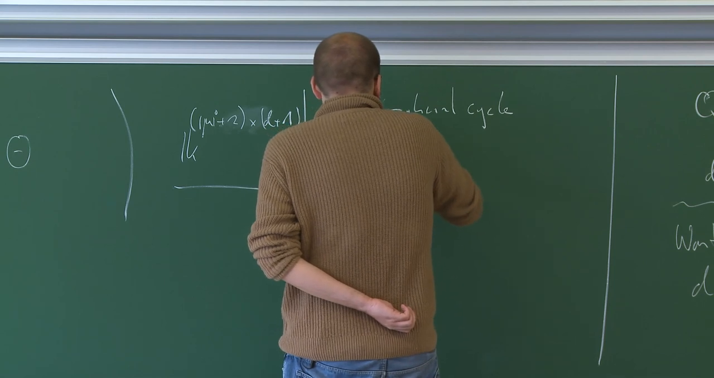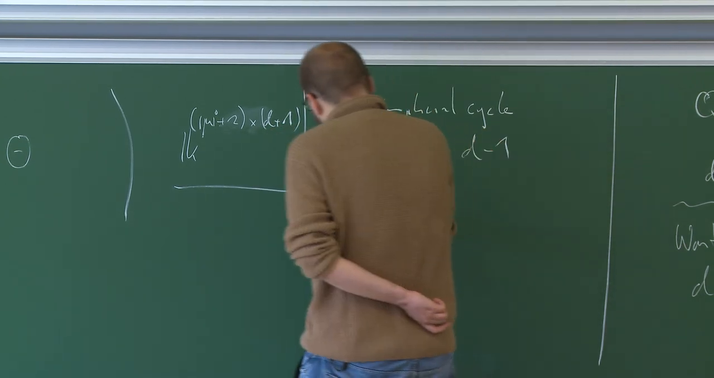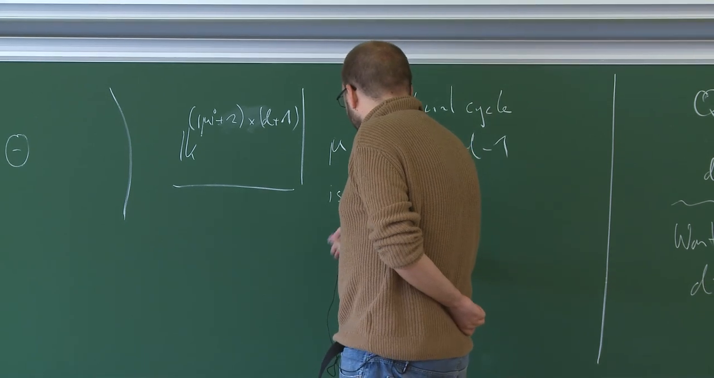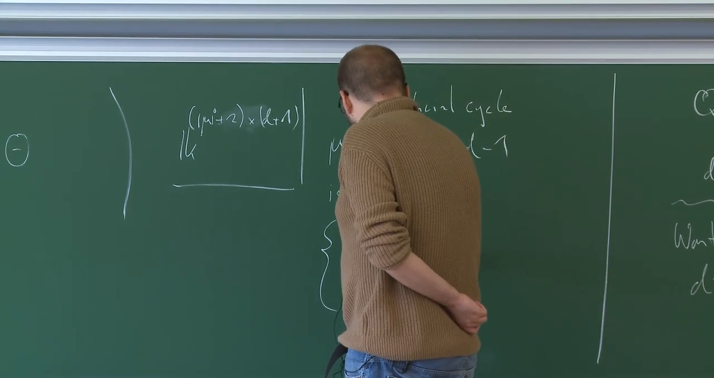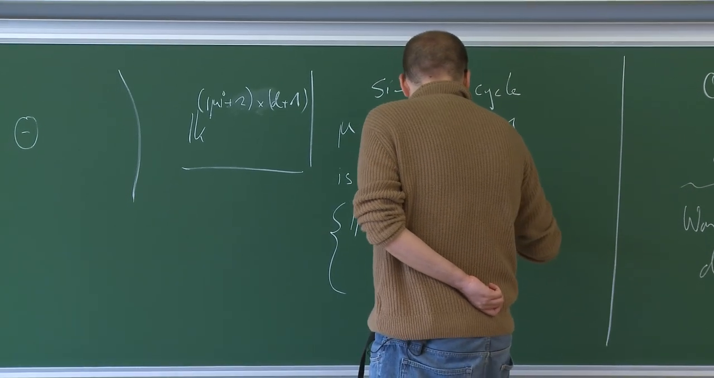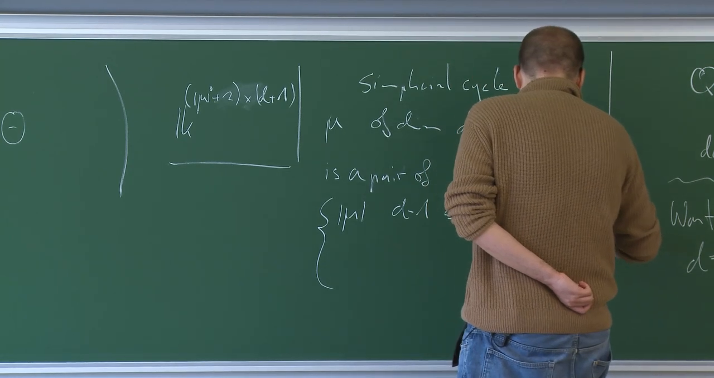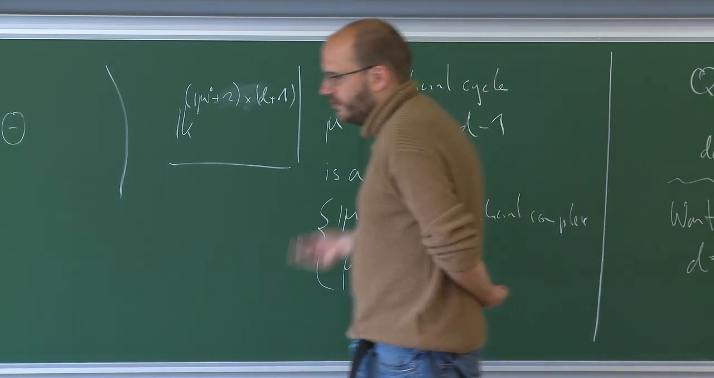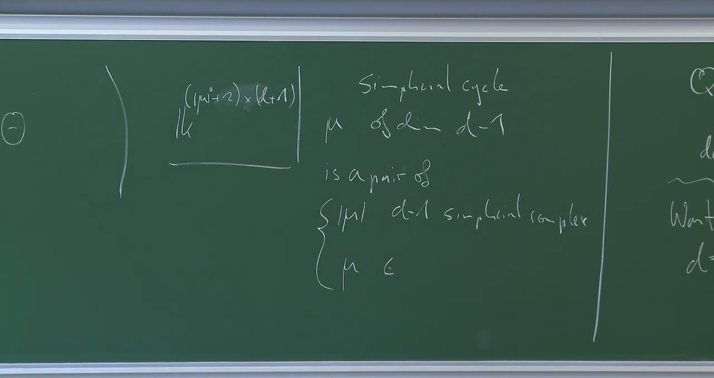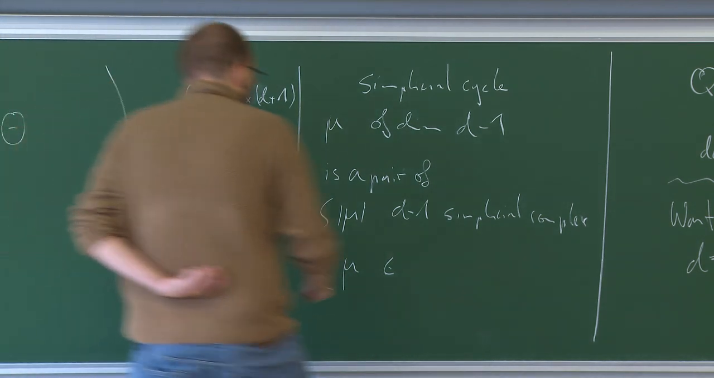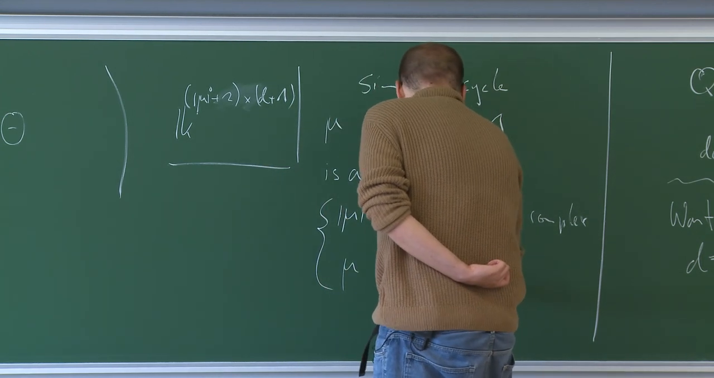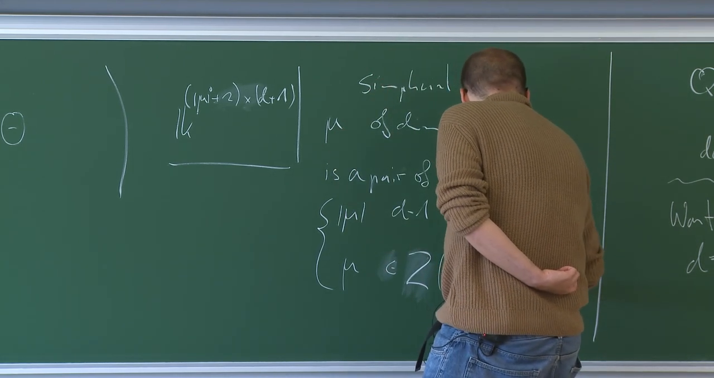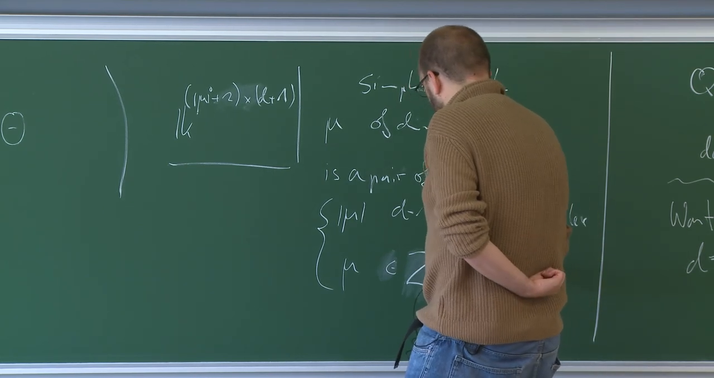Mu of dimension d minus 1 is a pair of, well, I take a simplicial complex, mu bar, a d minus 1 dimensional simplicial complex, and mu, an element, well, it doesn't matter whether I take the simplicial cycle or an element of its homology, because this is the top dimension by definition. So a mu, I could say, a cycle in this underlying space with respect to k coefficients, all right? The boundary is zero. Well, it's a cycle.